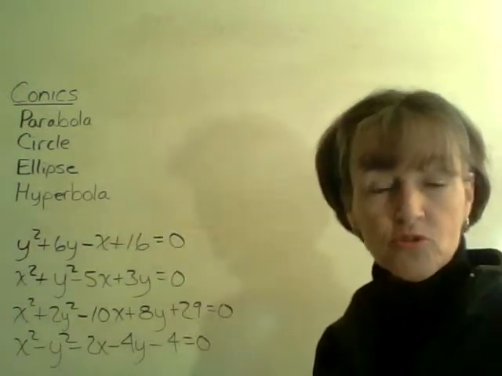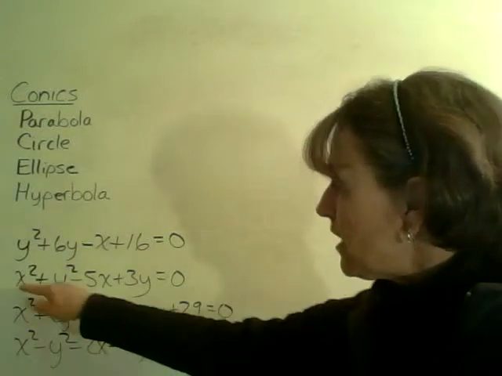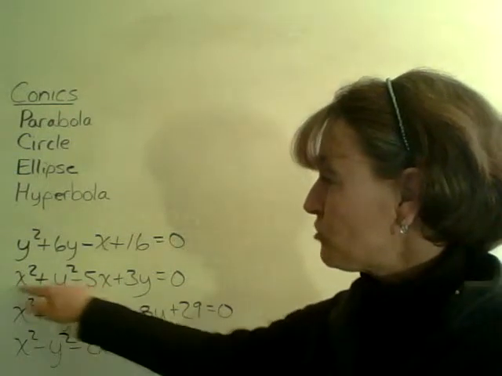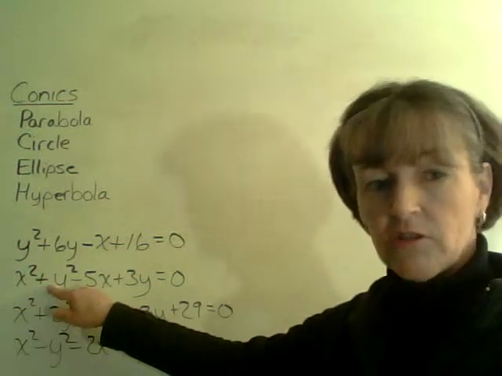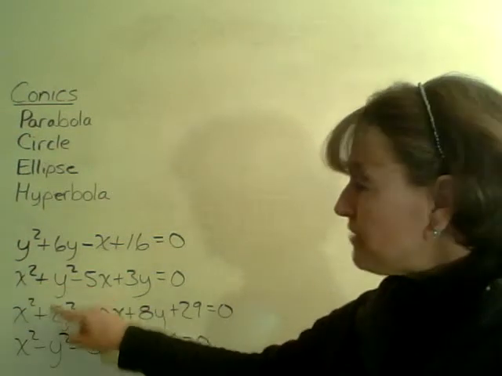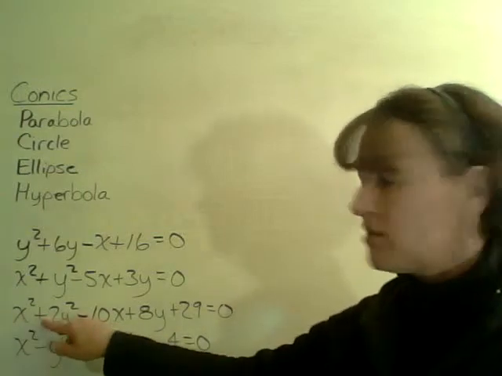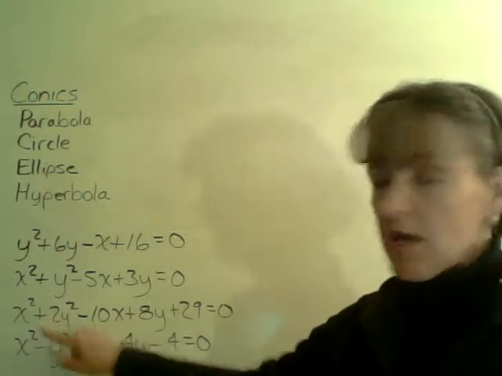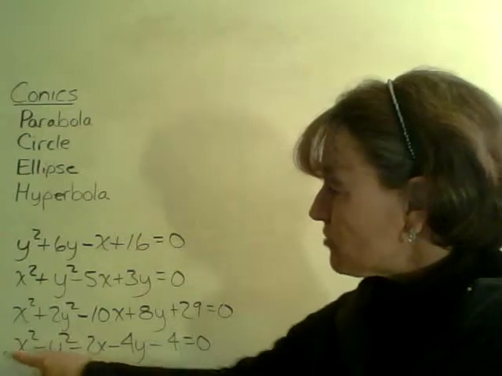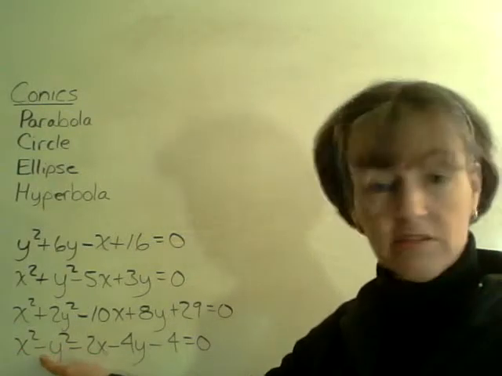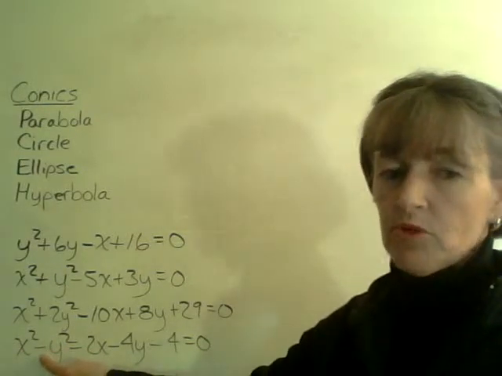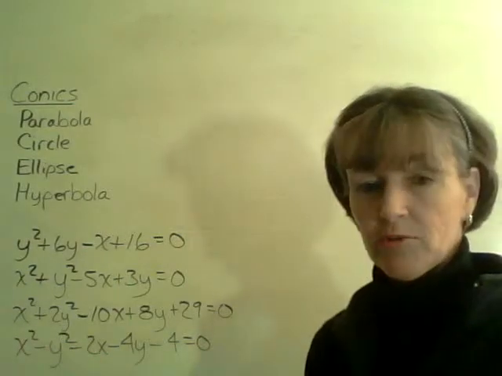If two of the variables are squared and you are adding, and the coefficients of the squared terms are the same, then you have a circle. If you're adding and you have two squared terms but the coefficients are different, then you have an ellipse. And when you are subtracting, so that one of the squared terms is negative, it doesn't matter what the coefficients are, but when one of the squared terms is negative, you have a hyperbola.